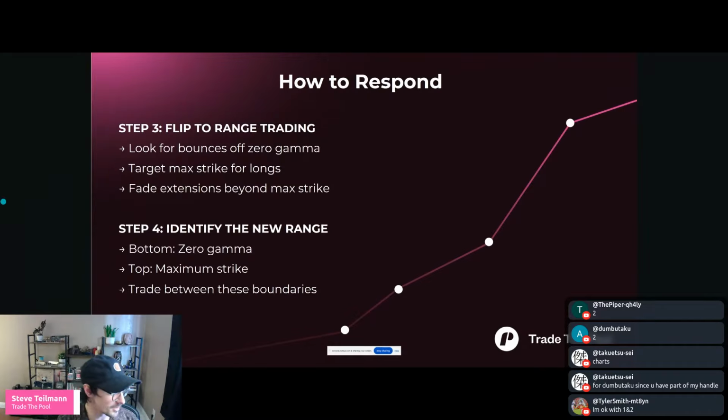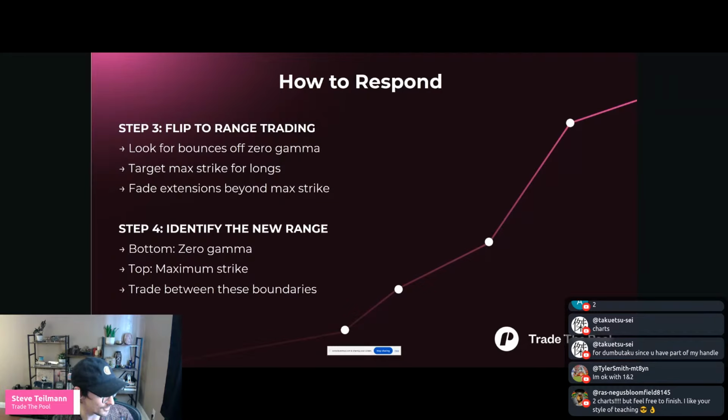So I'm gonna pull up my charts here. Bear with me just 1 second, and then we will get into the good stuff here. So, guys, you know the deal. Start getting me those tickers. We're gonna start with software as a service and space for Tyler and Dumbutaku here, and then we're gonna keep going.